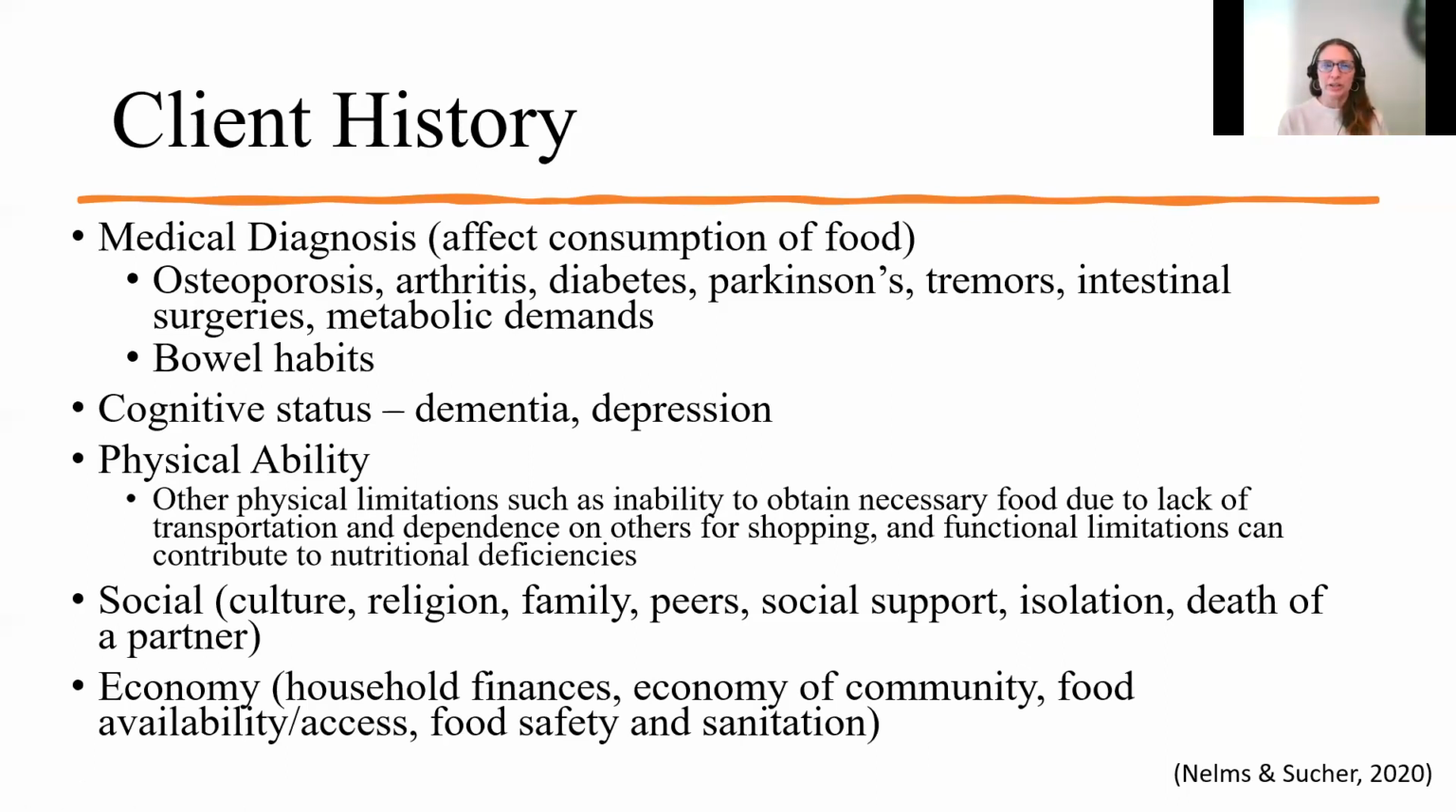Social aspects of the client history: culture, religion, family members again, peers, social support. What support do they have? Do they have family around, friends around to help with groceries and cooking, or even just to eat with? It can be really lonely to eat by yourself often, and the loss of a partner.